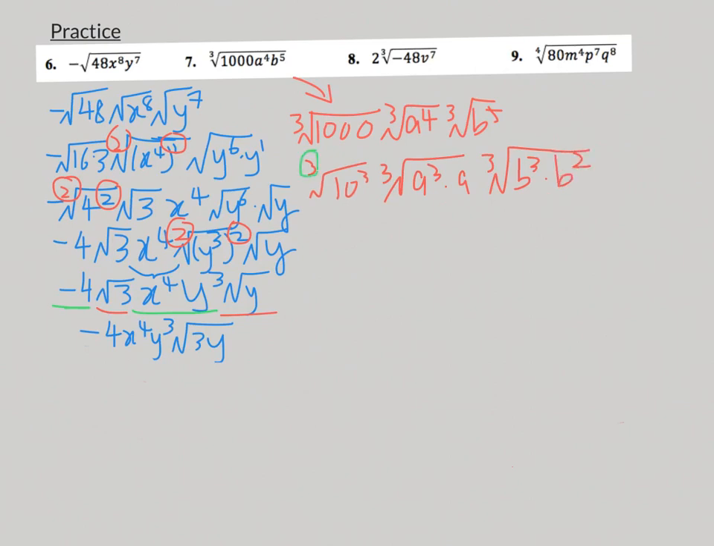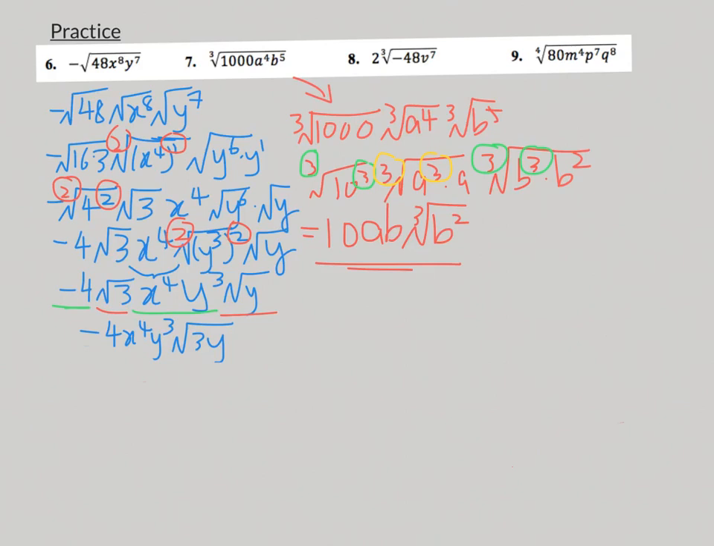The index of the radical is equal to the exponent of 10, so we can simplify it: 10 is equal to 10. And again, for a cubed, because the index is 3 and this is a cube, we can write it as a. And for b cubed here, the cube root of that will give me b, and the cube root of b squared stays as the cube root of b squared. So this is my final answer, and the most simplified expression for example 7.